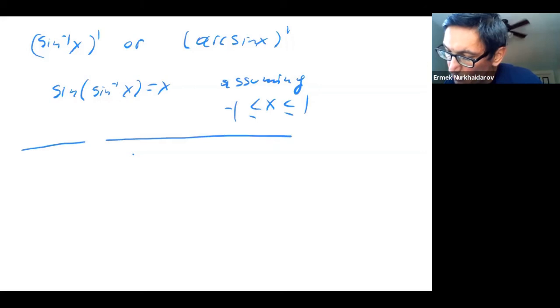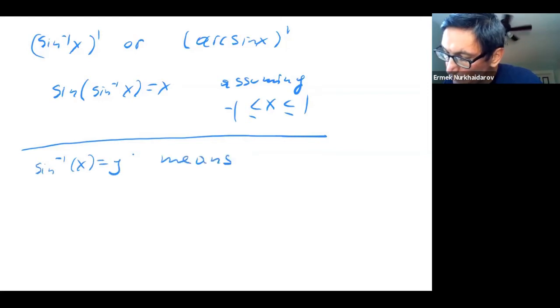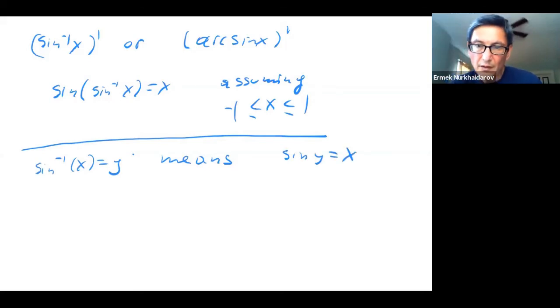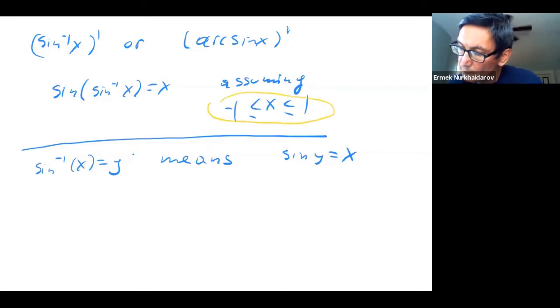Let me remind you one more time what is going on. Sine inverse of x equals y means sine of y equals x. So the domain of sine becomes the range of sine inverse, and the range of sine becomes the domain of sine inverse. That's why we have this condition. For example, there is no such thing as sine inverse of 2, so there is no point in doing this when x equals 2.